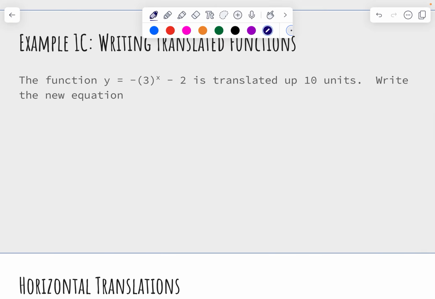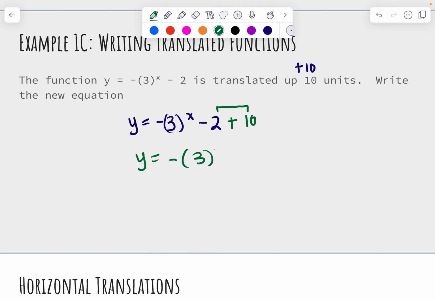The function y equals negative 3 to the power of x minus 2 is translated up 10 units. So we're going to be adding 10 to that whole thing. So y equals negative 3 to the power of x minus 2 is the original function, and then it's going up 10 units. Negative 2 plus 10 is positive 8. So y equals negative 3 to the x plus 8.